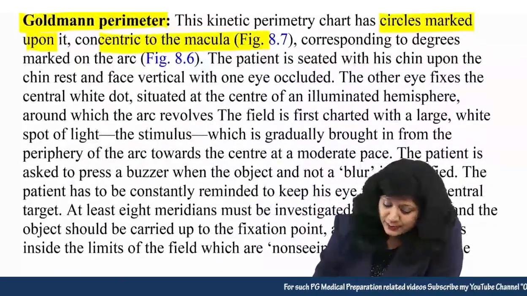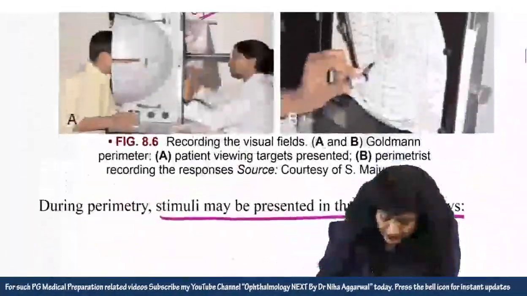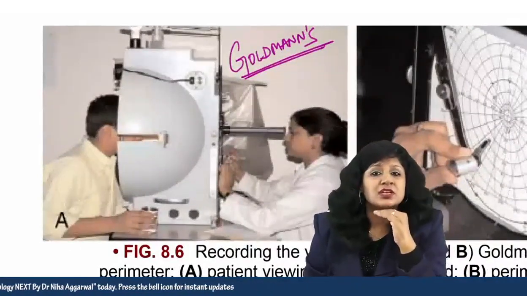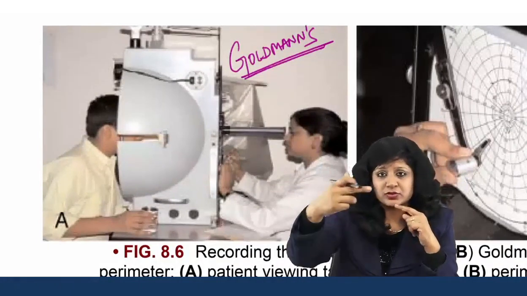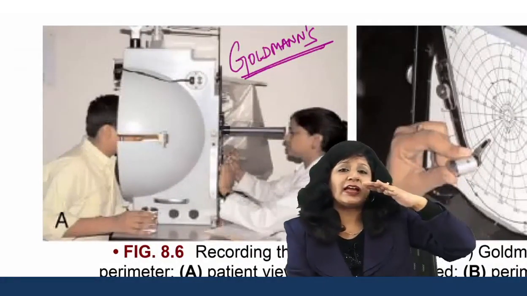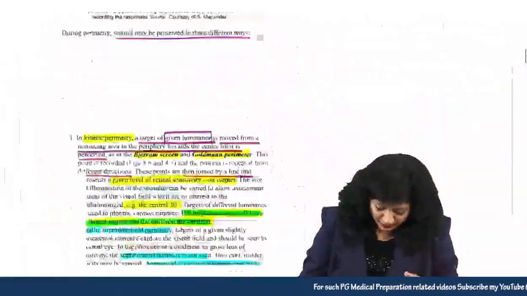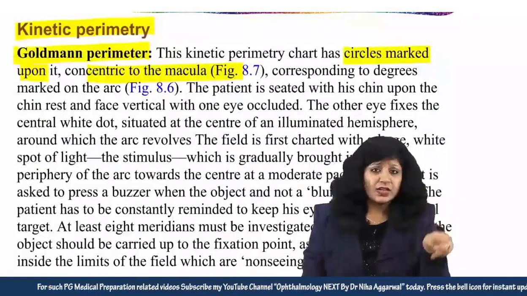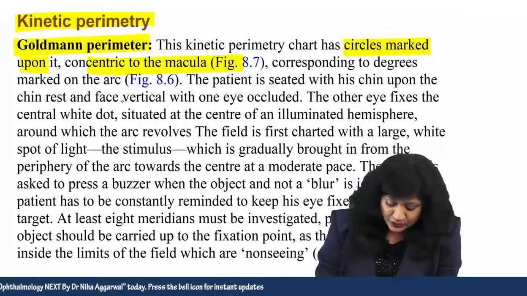So the patient is seated with his chin upon the chin rest. If you look at the picture here, so see this. The patient is sitting with the chin at the chin rest there, and the examiner is on the other side. Both the levels of the eye should be same, and inside we have got so many concentric circles. Okay, so they are concentric to the macula. They are attached on the arc. Patient is seated and face should be vertical with one eye occluded.